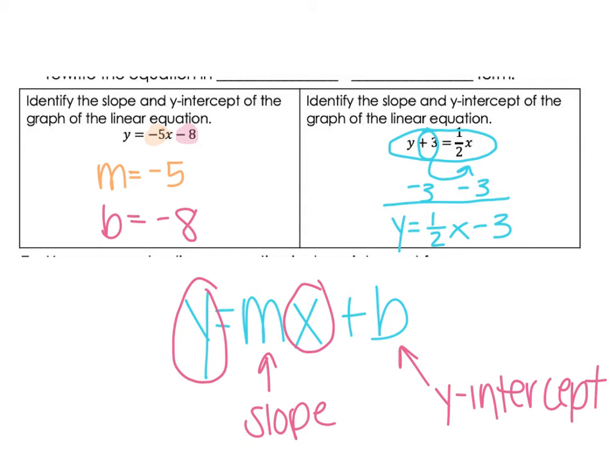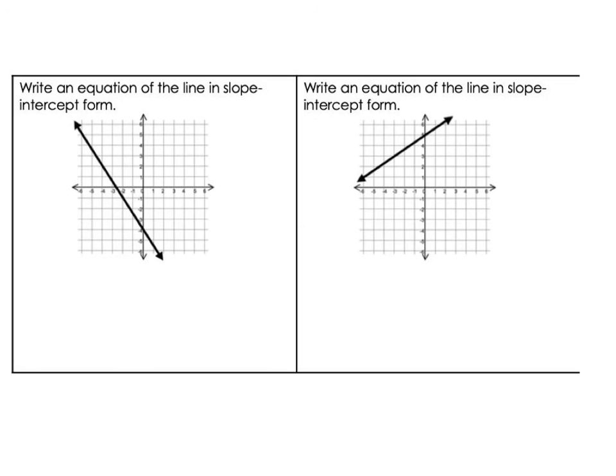So I need to find my slope. Well, right here, I have my coefficient in front of my variable. So that means my slope is 1/2. And then my b, I'm subtracting 3. So my y-intercept is -3.